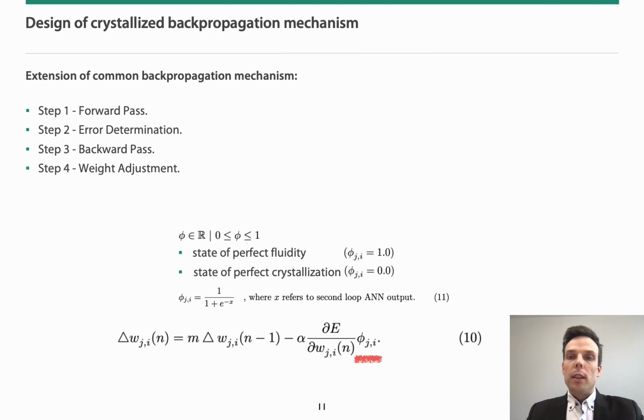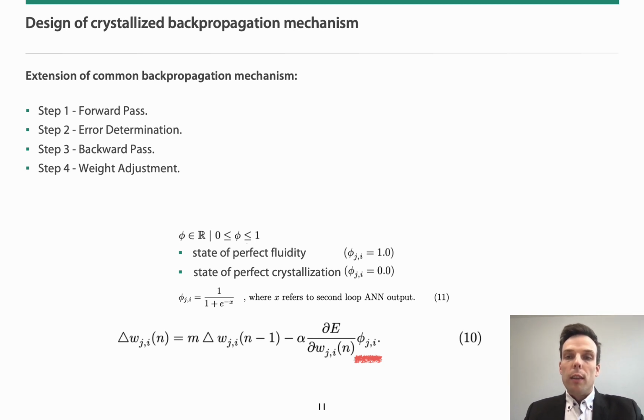The crystallization is mathematically modeled by a forgetting rate phi. Since this has been considered as a factor, backpropagation behaves as usual if a forget rate refers to 1.0. I refer to this as a perfect state of fluidity, which is an analogy to psychological models on working memory. Here, neuronal weights can be modified without compromises and the corresponding knowledge won't be preserved.